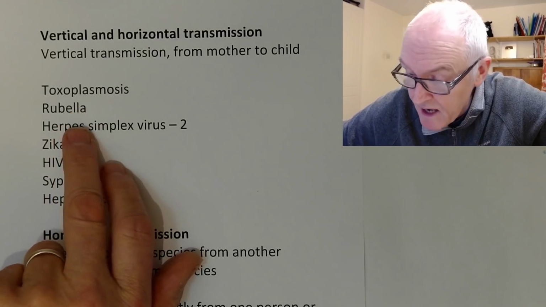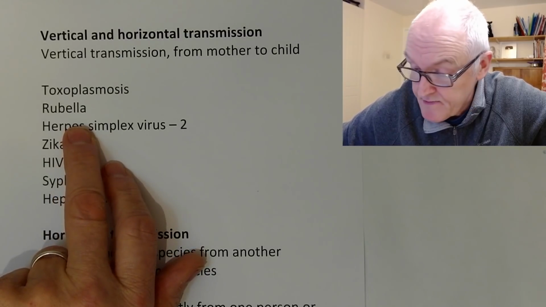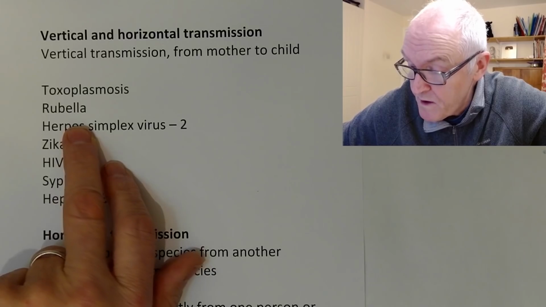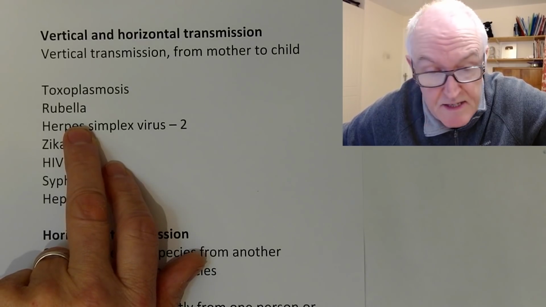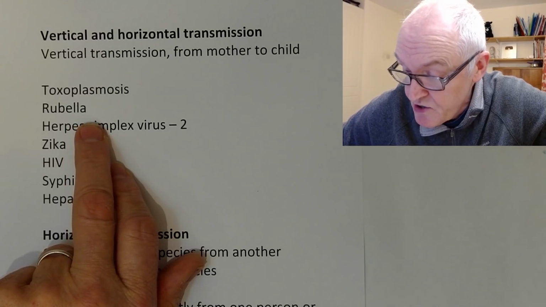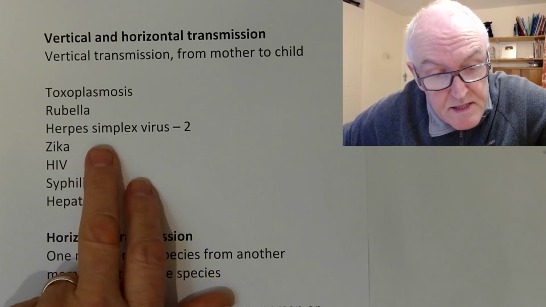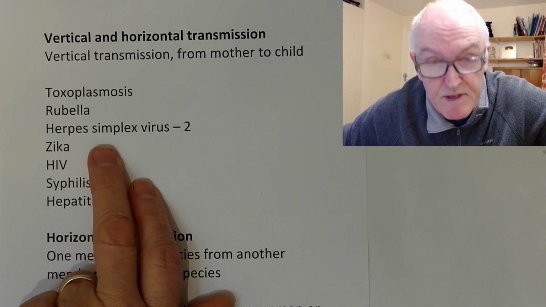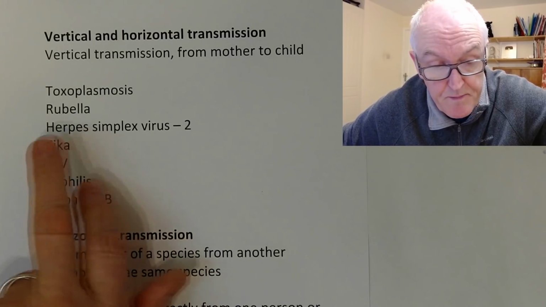Now, rubella is German measles. So this can cause miscarriages. It can cause damage to the baby as well if the mother catches German measles during pregnancy. Now, herpes simplex virus type 2 can be transmitted during the process of birth from the mother to the baby.